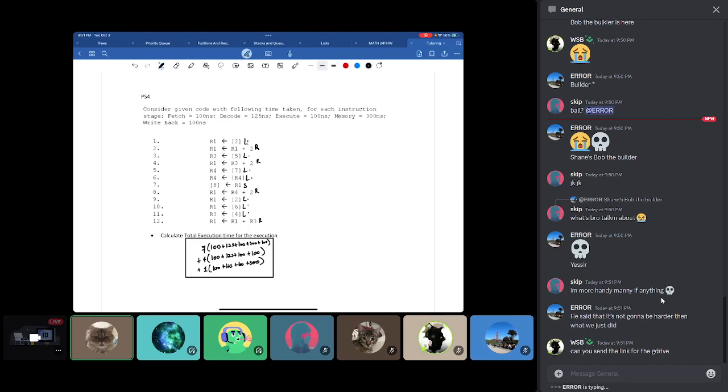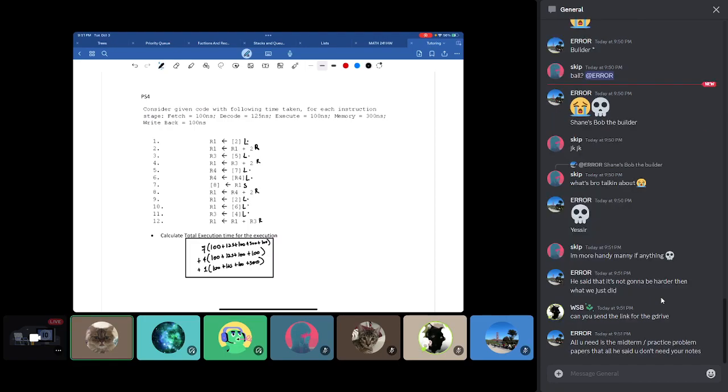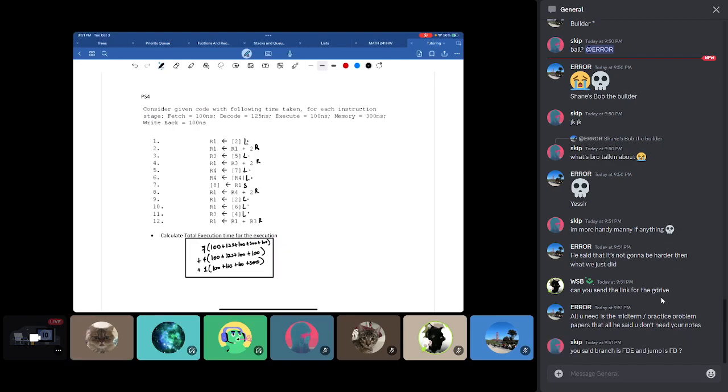Write down the amount of time he gave us for each instruction. I think fetch was 35 nanoseconds, decode was 2, exec was 2, it depends on the instruction. Mem is 30. Write back is 1, I think.